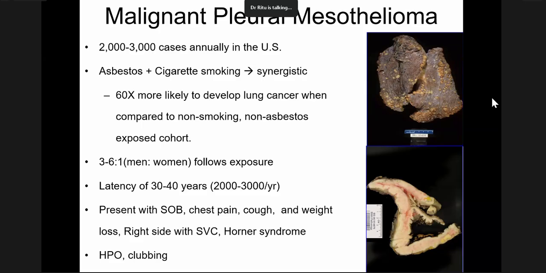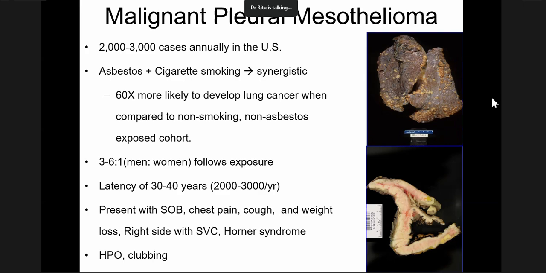Pleural mesothelioma, on the other hand, has a long latency period. People who get exposed to asbestos and also smoke are 60 times more likely to develop lung cancer when compared to non-smoking, non-asbestos exposed people. Pleural mesothelioma tends to occur much more commonly in men as opposed to women, and the latency period is about 40 years. And as I mentioned, it is a rare tumor in the United States. We see approximately 3,000 cases a year.